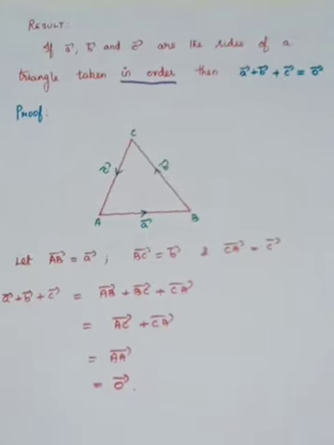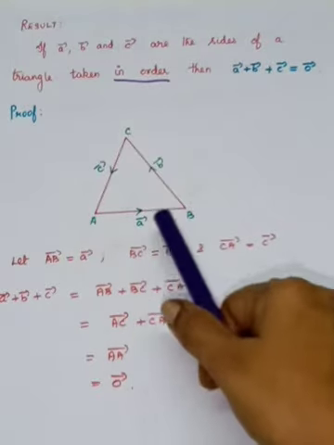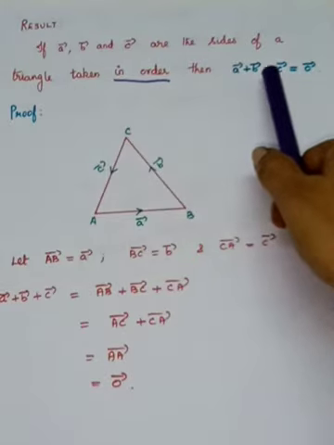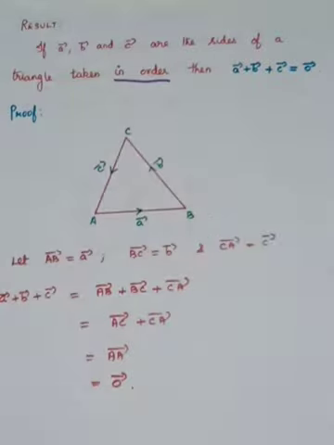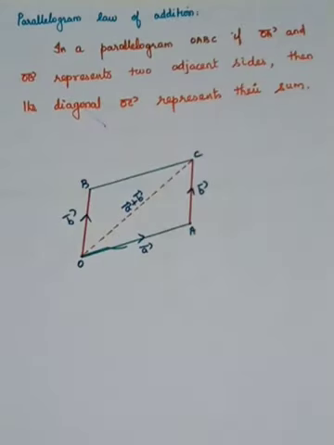So therefore we can say the three sides of a triangle taken in order, AB vector, the sum or addition of those three vectors, or the addition of all the sides of the triangle taken in order, is equal to the 0 vector.